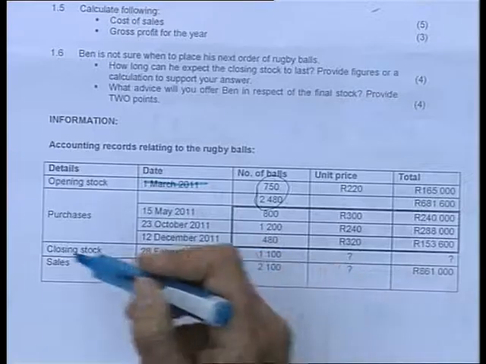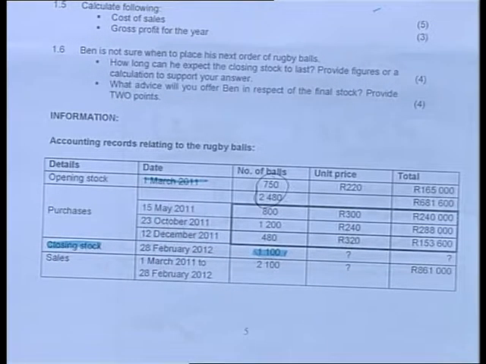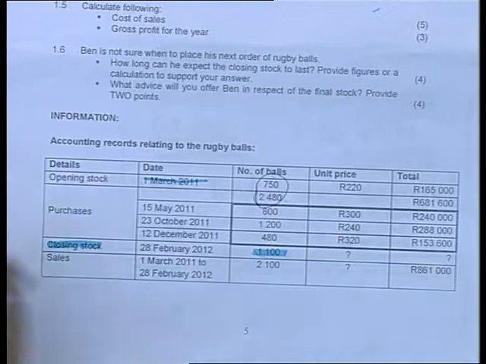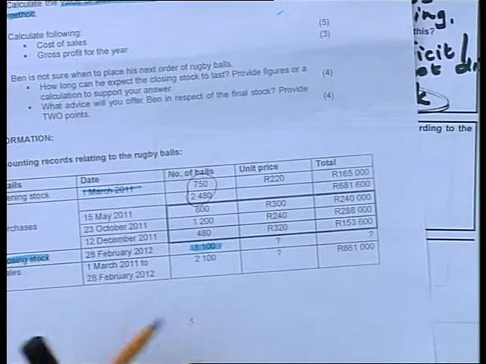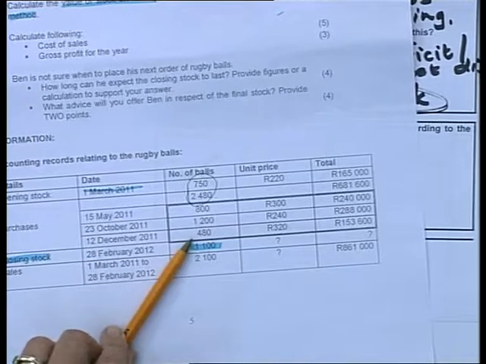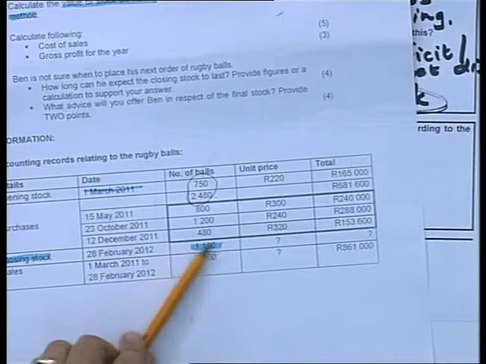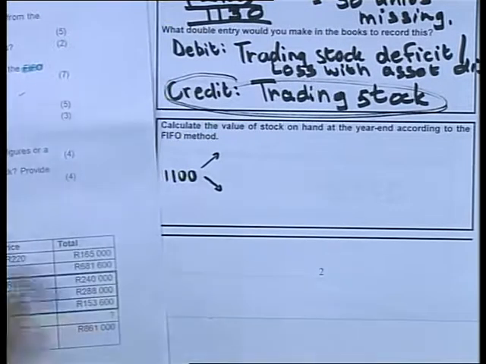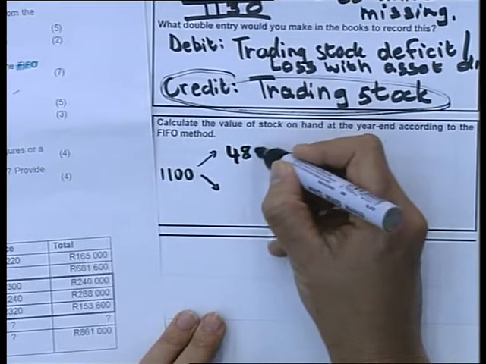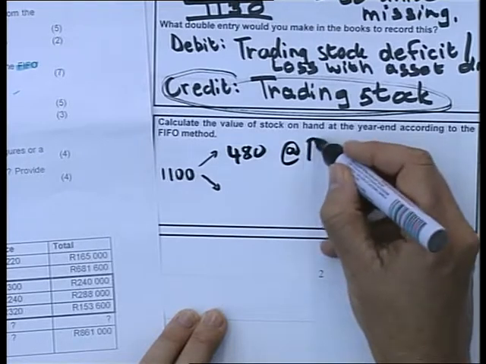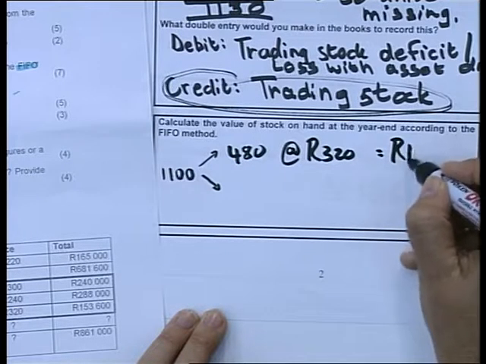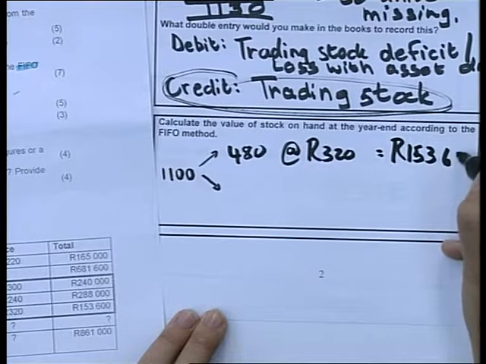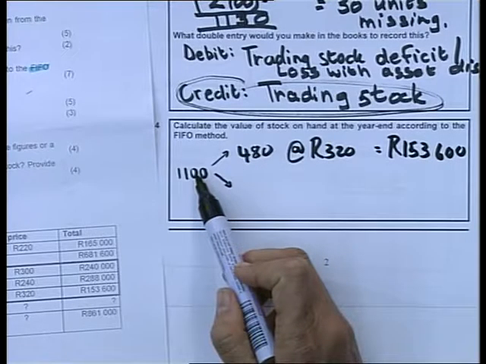They tell us the closing stock is 1,100 units. That's how much stock there is at the end of the year. What was the value of the stock that was purchased last? It was the stock that was purchased in December, and it was 480 units at a price of 320 each. So if I say 480 times 320, that will give me 153,600. But that doesn't bring me to 1,100 yet.